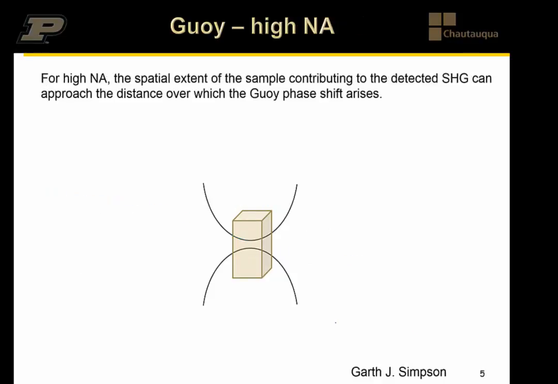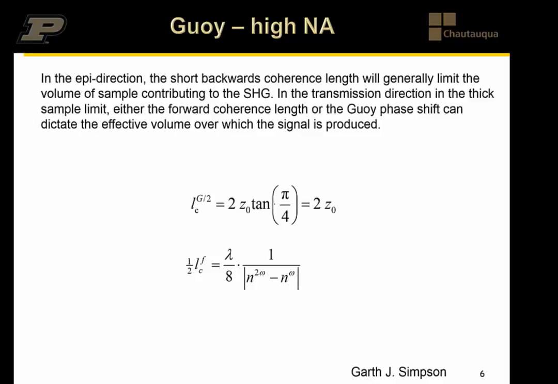Now let's consider what happens instead in the limit of a high numerical aperture objective. In that case, we now have tight focusing, and in tight focusing, this phase shift has to happen over a much smaller distance, and that distance starts to approach the characteristic crystal size of the SHG emission source. And in that limit, the Gouy phase shift cannot necessarily be categorically dismissed. So let's ask ourselves what happens.